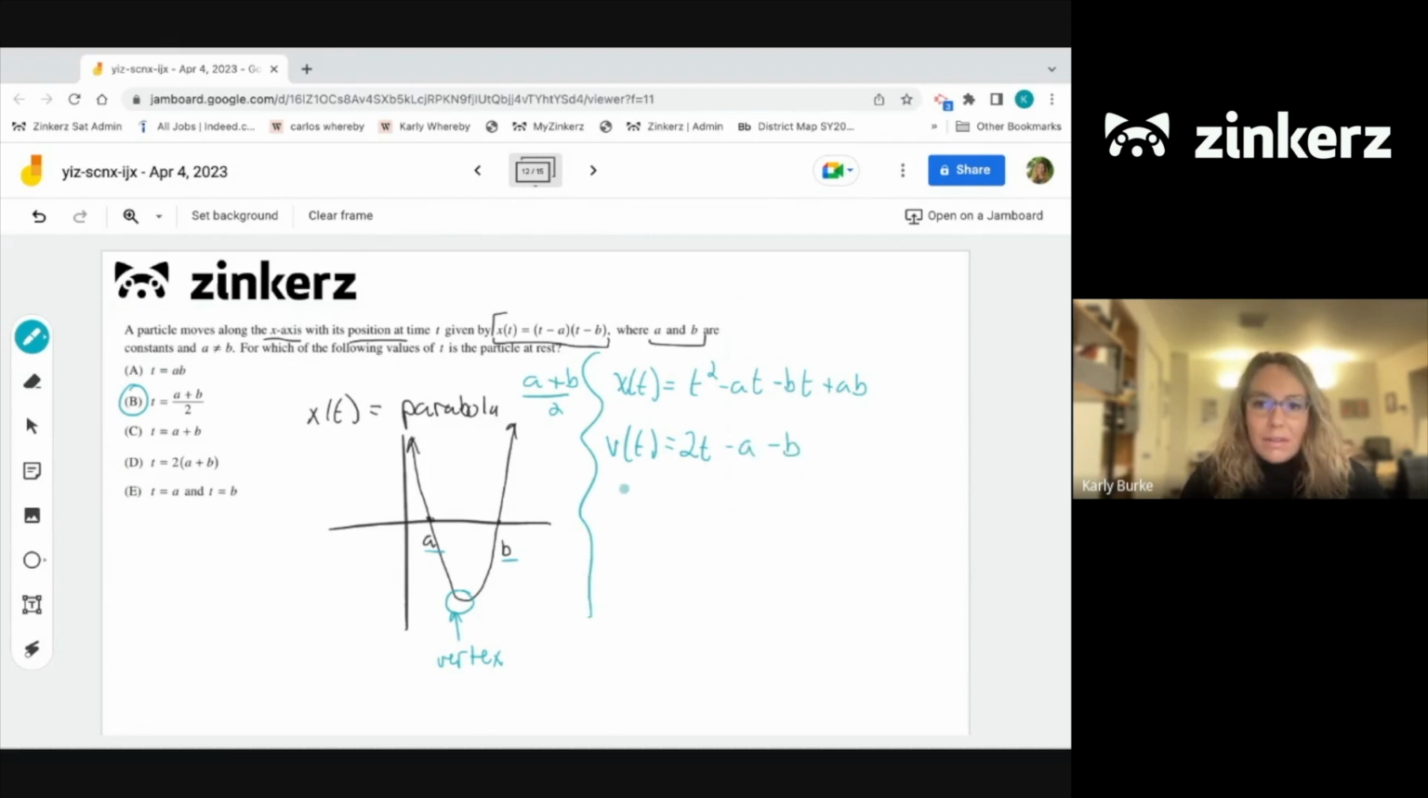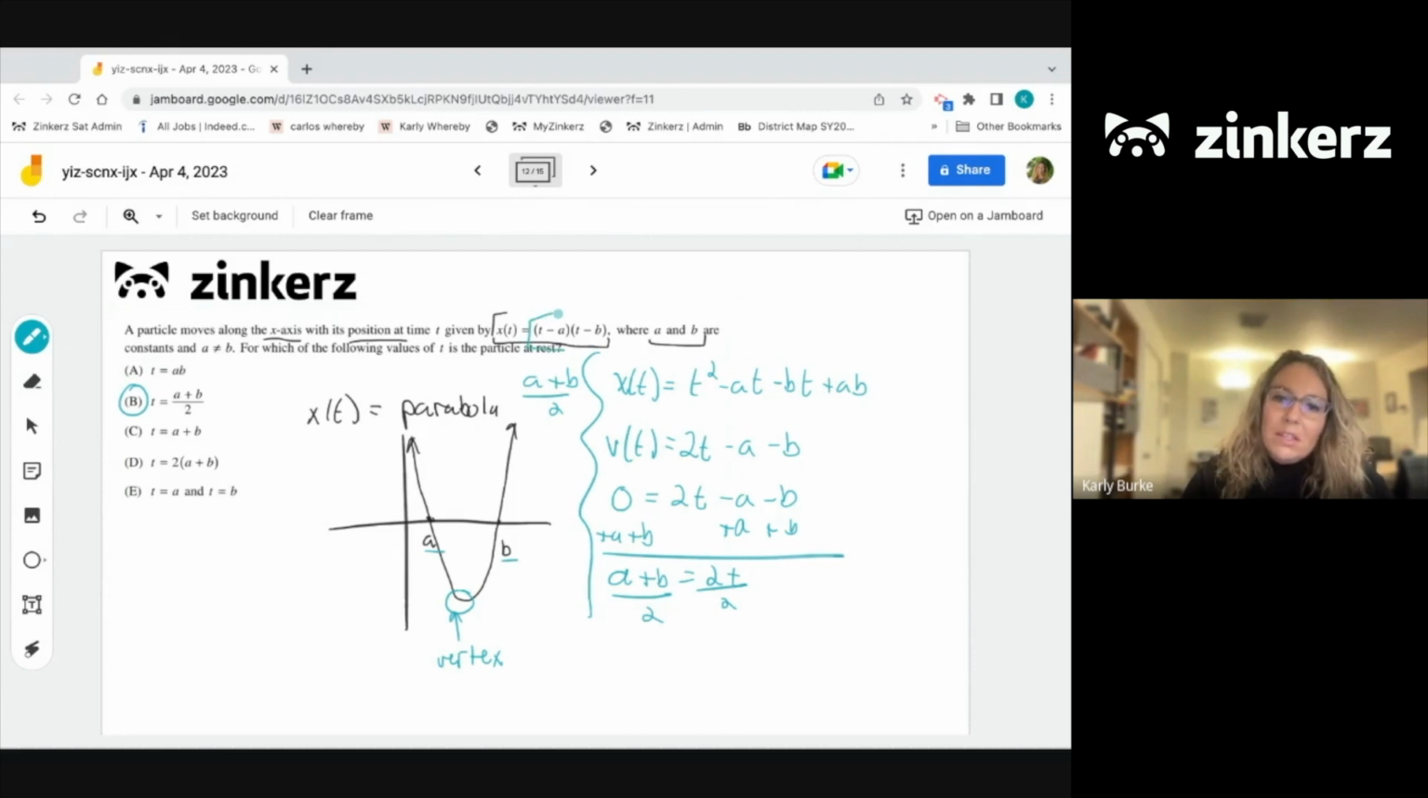And to figure out where it's at rest, all you're going to do is set this equal to 0. 2t minus a minus b equals 0. We're going to add a, add b to both sides. And we end up with a plus b is equal to 2t. Dividing by 2, we still end up with answer b, (a plus b) divided by 2.